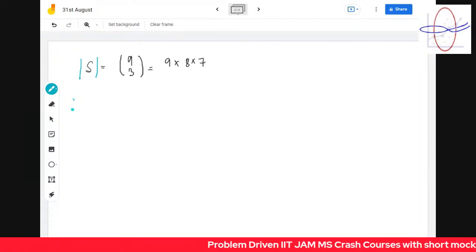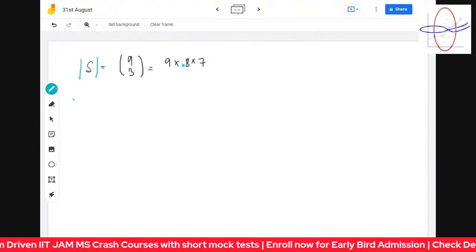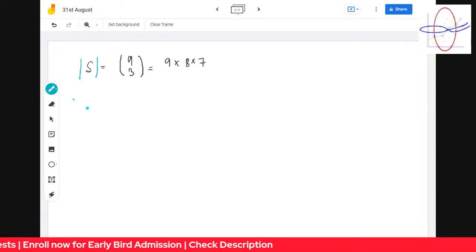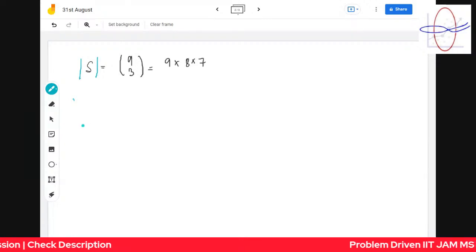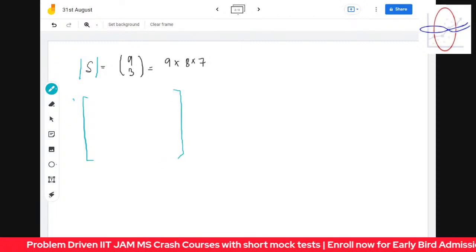So let's understand this. We have around 504 matrices. I did the calculation, 504 matrices. Out of that, how many are invertible? How many have determinant zero? So how do you find that? You have a matrix over here. You have three ones and six zeros. You want to make it invertible.